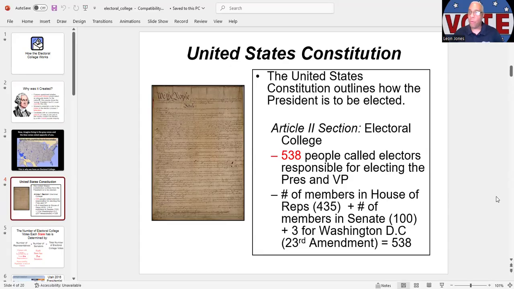So that's 535 plus 3. Now, Washington, D.C. does not have any senators. The 50 states each have 2 senators, and the 50 states plus the District of Columbia have 538 people who they call electors, or people in Congress. That's where they get 538. Now, the 23rd Amendment allowed Washington, D.C. to have 3 electoral college votes.